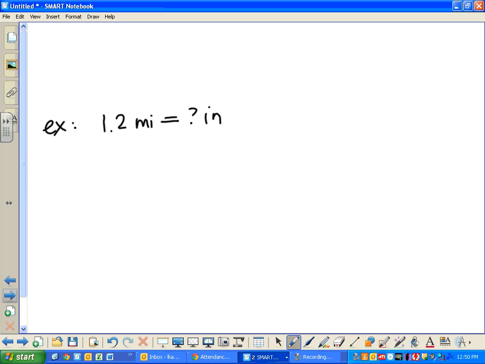On your sheet, it does not say how many inches are in a mile, but it does say how many feet are in a mile, and then you should know how many inches are in a foot. So for this problem, we are going to convert miles to feet, because our sheet tells us we can do that, and then feet to inches. So we'll start out by writing our given, and we'll do that first conversion to feet.